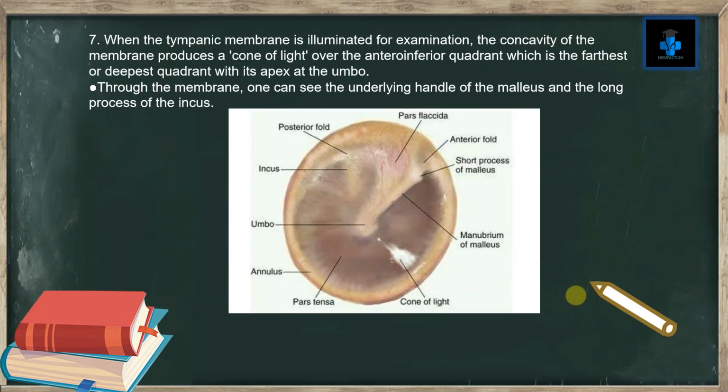Number seven. When the tympanic membrane is illuminated for examination, the concavity of the membrane produces a cone of light over the antero-inferior quadrant, which is the farthest or deepest quadrant, with its apex at the umbo. Through the membrane, one can see the underlying handle of the malleus and the long process of the incus.